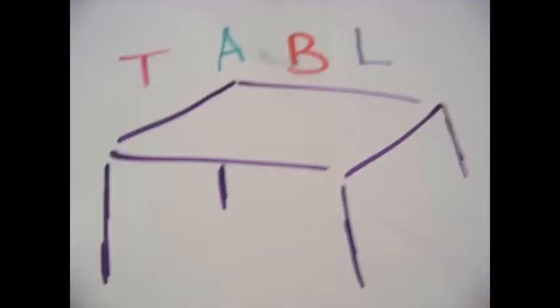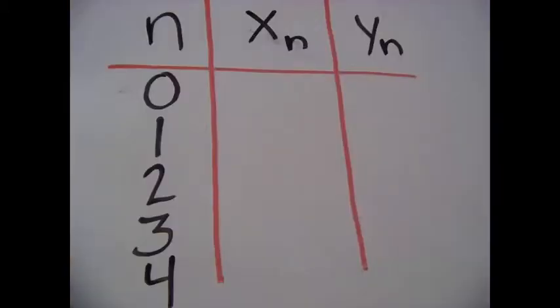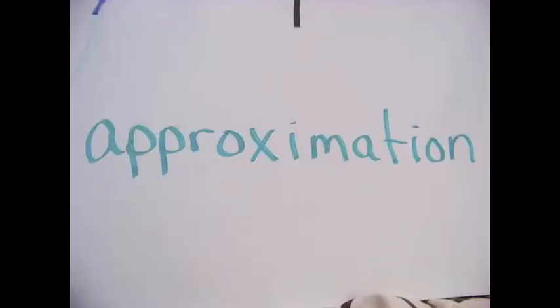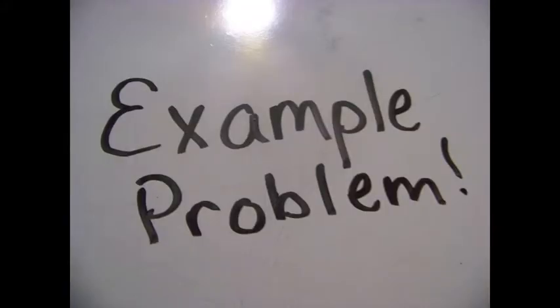But we still need one more thing, a table. We will use this table to keep track of our x and y values as we move across the curve with our approximation. Now let's use this idea to actually do a problem.